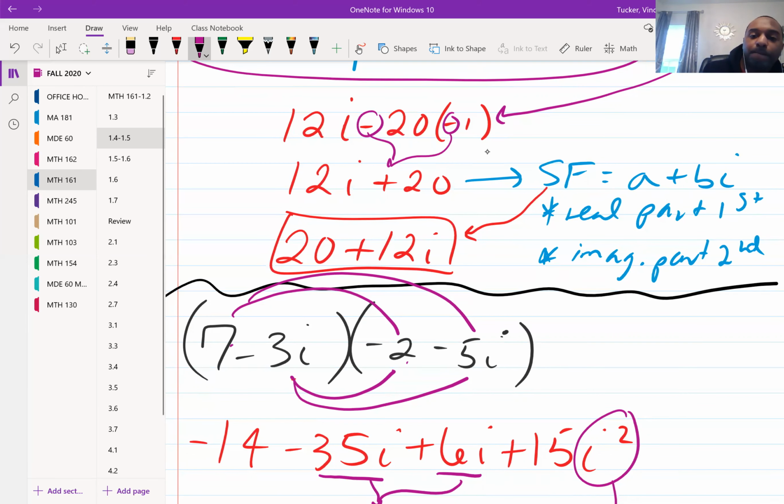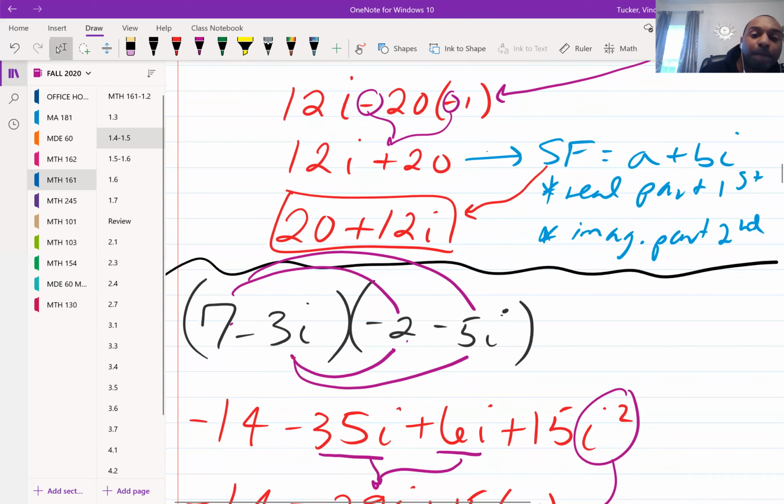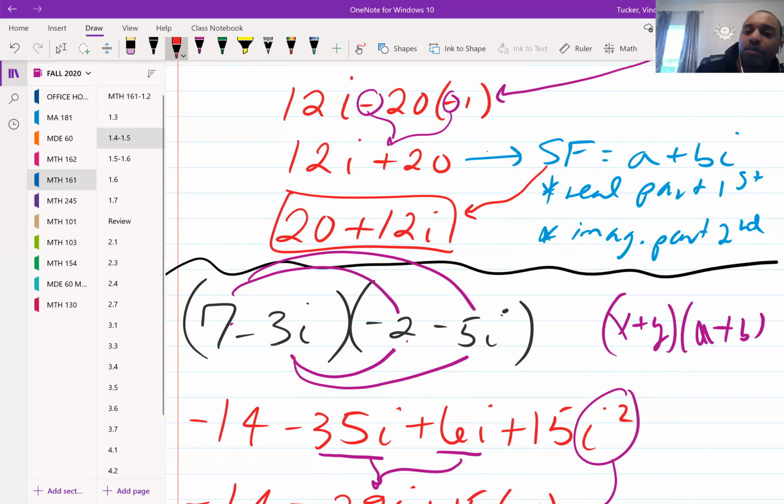Okay. Wait, why are we distributing 3i? Is it because of the i? No, it's because it's in the parentheses. Same thing as if I had x plus y times a plus b. I would distribute x times a and b. You would distribute both the x and the y? Right. It's the same thought process. Yep. Okay.